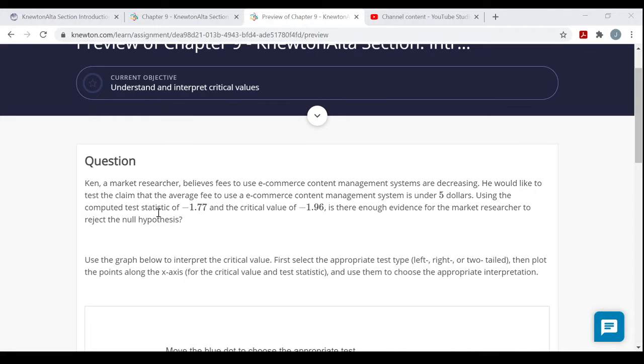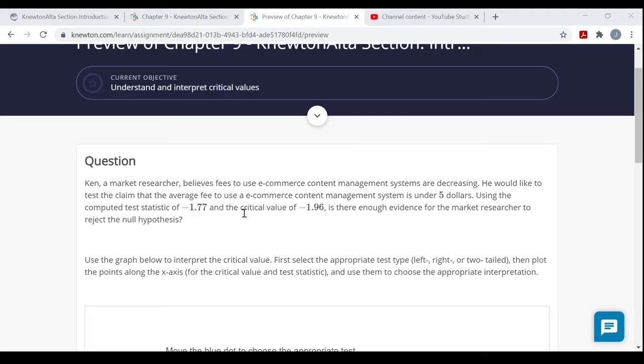So remember, a test statistic is something that's calculated from a sample. So this researcher, Ken, took a sample of however many people, took the average fee they paid for these e-commerce content management systems, and then found its z-score or t-score, depending on what distribution you're looking at, a normal or a student's t, and that came out to be negative 1.77.